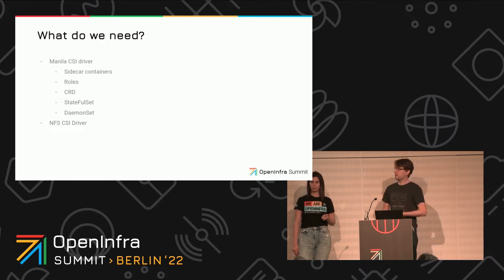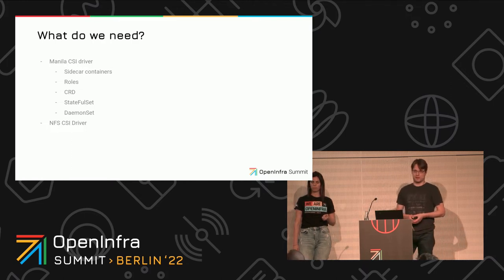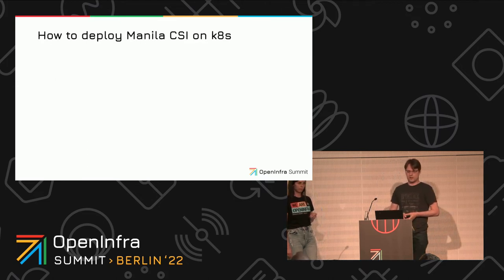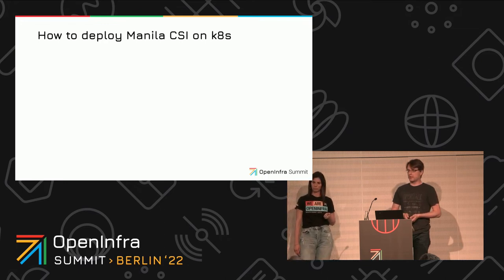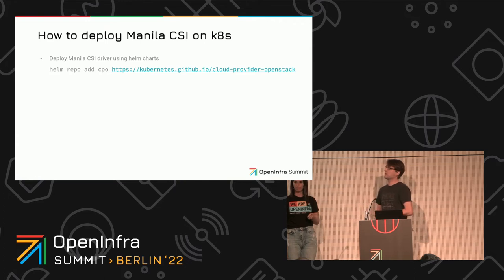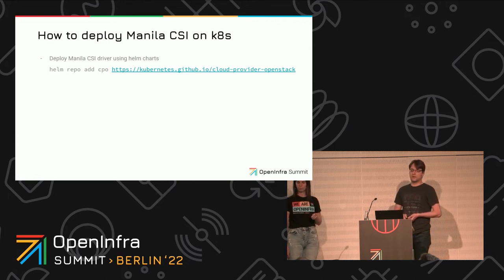In addition to the Manila CSI driver, you also need the NFS CSI driver, at least if you want to run it on top of NFS. And last but not least, you need to create storage classes in Kubernetes to actually access the Manila share types, the Manila shares. So how do you deploy Manila CSI on Kubernetes itself? As mentioned, you could deploy all the YAML files, but there's a better way using Helm charts. So we're going to use the Helm charts. First, we're going to add the repository for the cloud provider OpenStack, because that's where Manila CSI exists. And then we're going to do a repo update and install the Manila CSI driver.